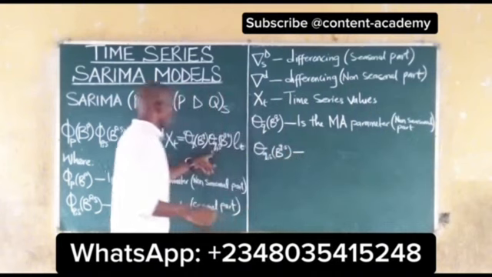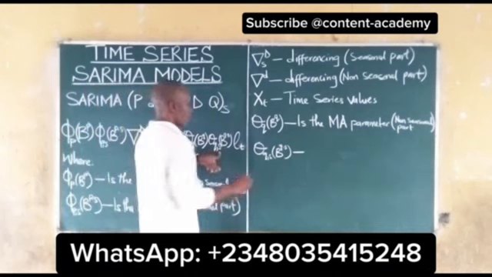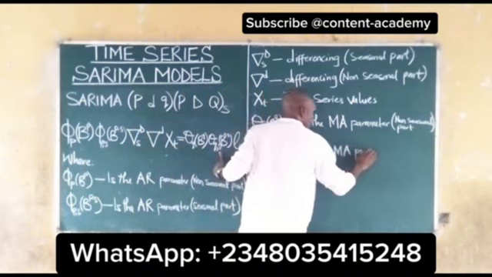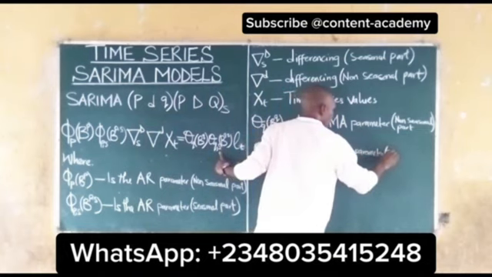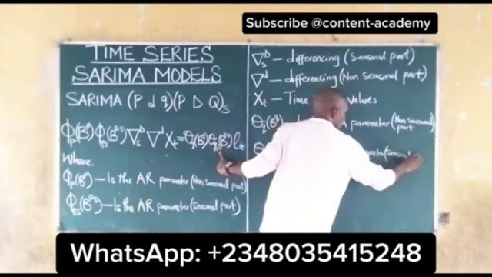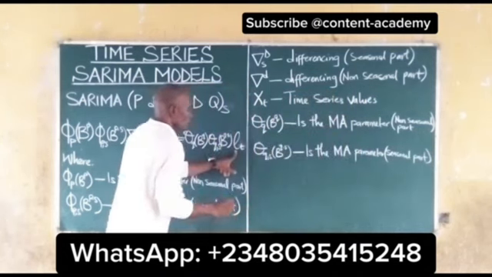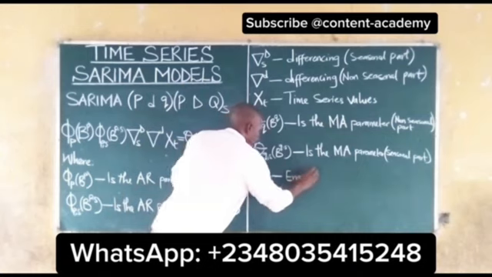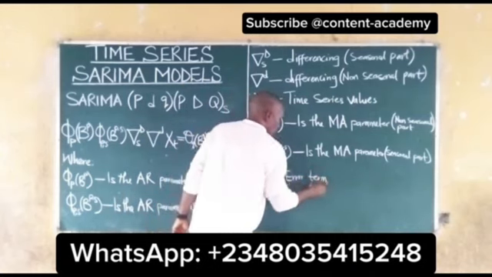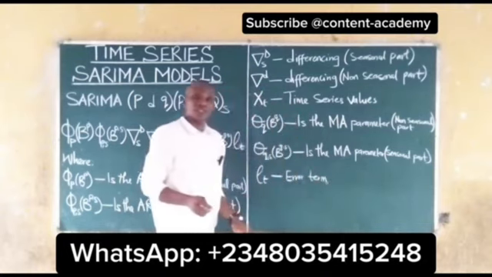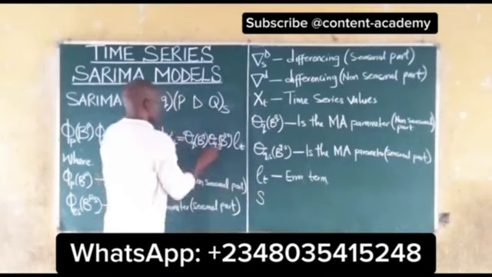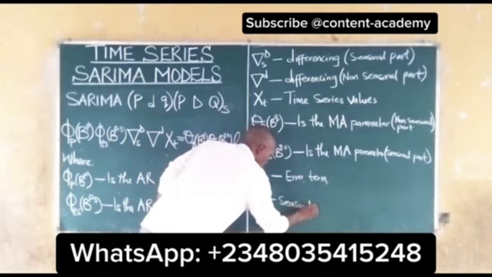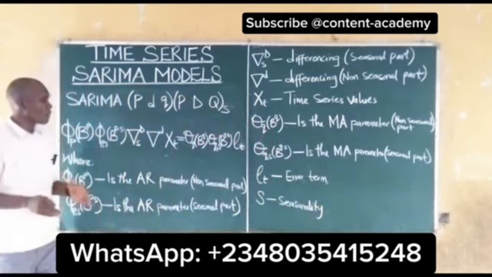Then we also have the moving average multiplied by S. We also have the seasonal part for the moving average parameter. Then we have ET. ET is the error term, or better still, you can call it the white noise process. Then we have S. This S means seasonality, the seasonality of the model.